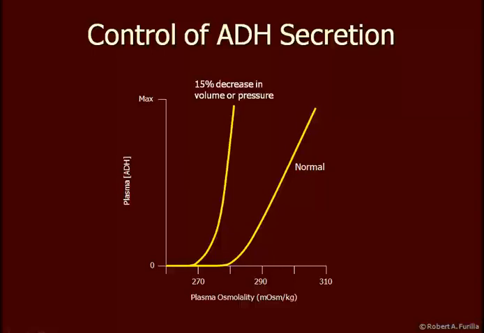On the other hand, if we're hypervolemic, hypertensive, we want to decrease the sensitivity of these osmoreceptors to plasma osmolality. So we'll now see a shift to the right toward a higher osmotic pressure and a much less sensitive system.